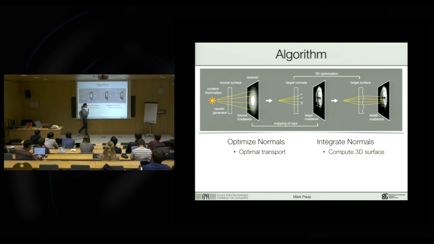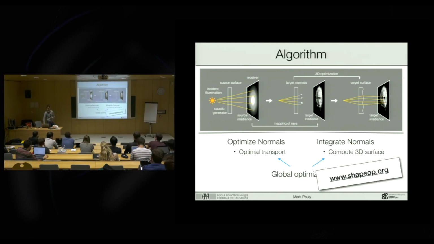a 3D surface. And this is a tricky part, because if you take an arbitrary field of normals, the chances are very low that this field is integrable, that it can actually be converted to a physical surface. But there is some theory that says that in the context of optimal transport, you get at least very close to an integrable field. And then we run another 3D global optimization on top of that to find the surface. And guess what? Of course.